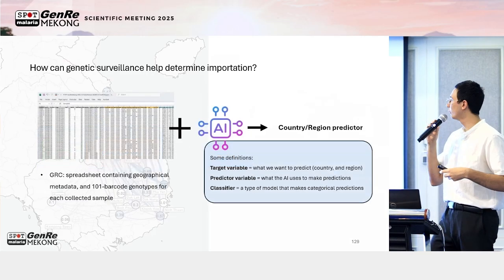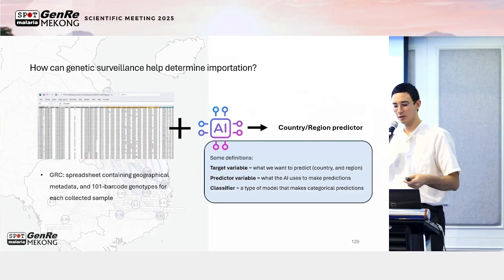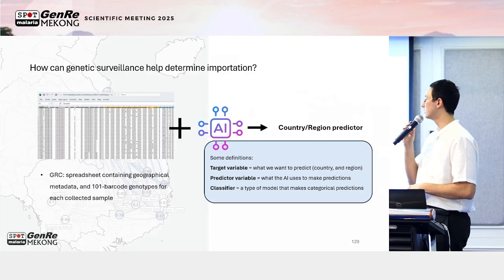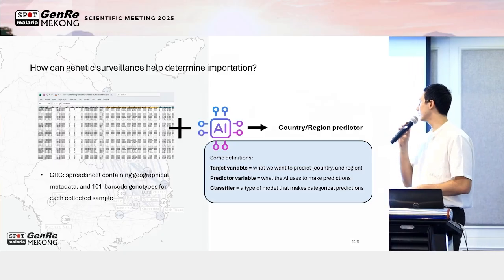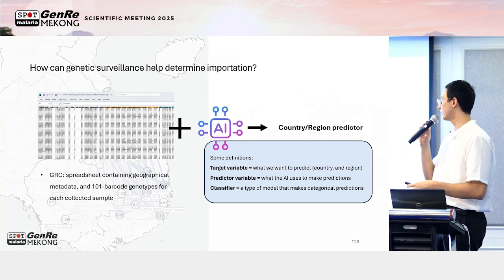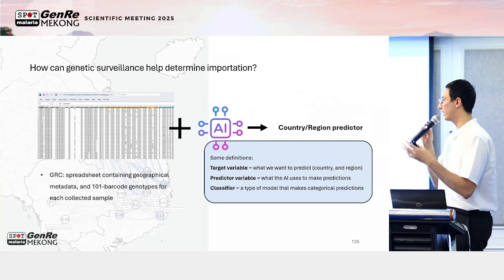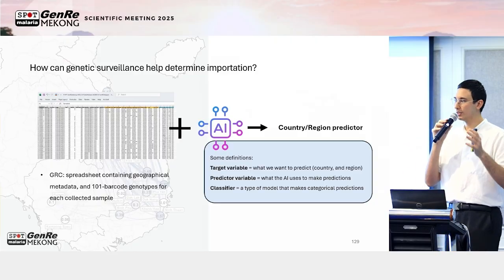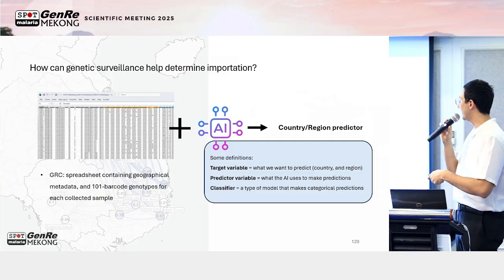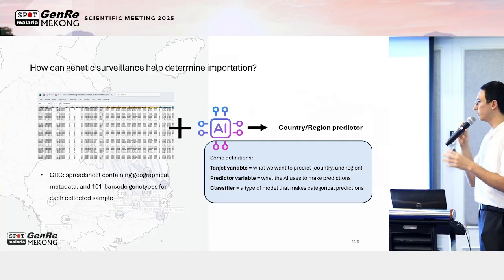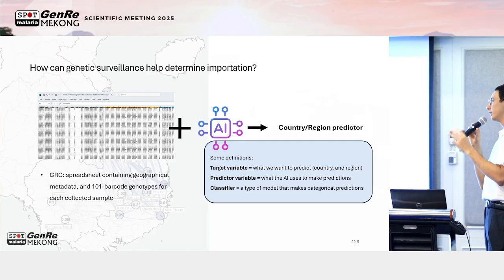And we have that. We have the GRC, or genetic report card, which is a spreadsheet that the GenRe-Mekong team sends to its partners, and which contains geographical metadata and 101 barcoding genotypes for each collected sample, or in the case of PV, 99 microhaplotypes. So we can use this data set to train AI models and then use these AI models to predict the country or region of infection.